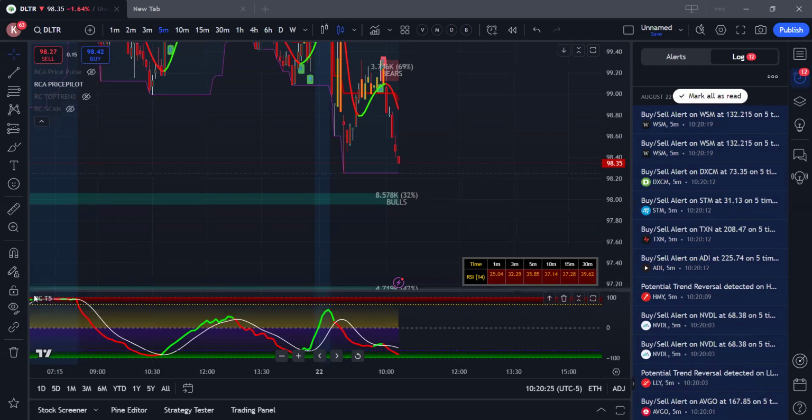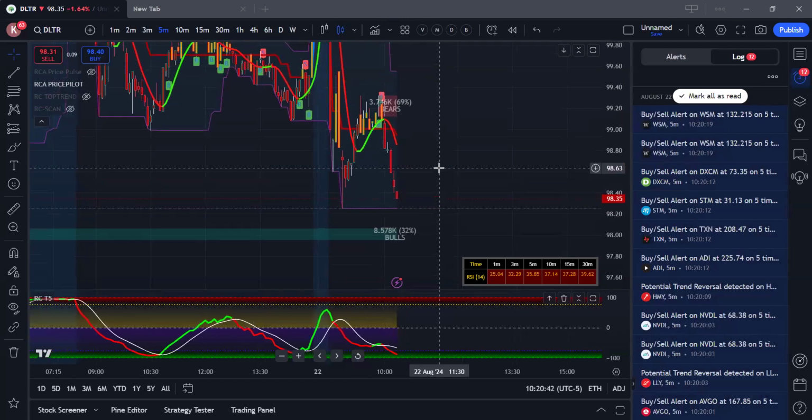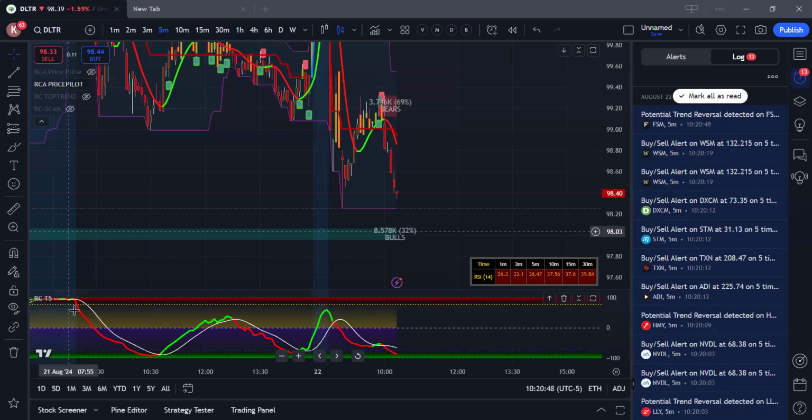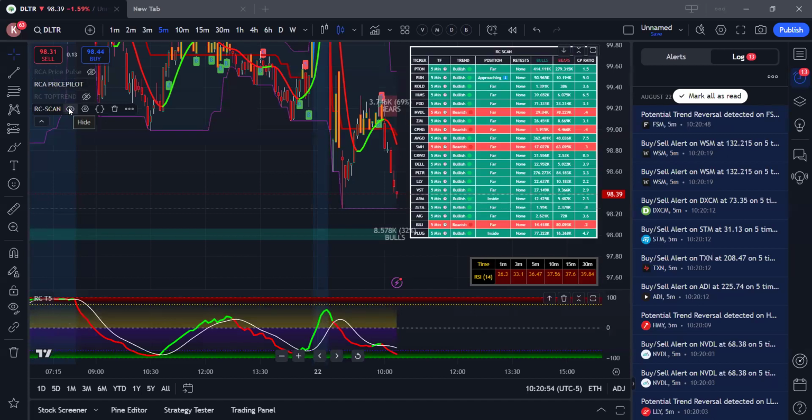So for example, this T5 indicator, from green it turned to red, right? Here also you have red. So that means this is also telling that if it is red, that means it is bearish. So that indicator is also telling Dollar Tree can go much further down. So when your Top Trend is telling the same thing, Price Pilot is telling the same thing, T5 is telling the same thing.